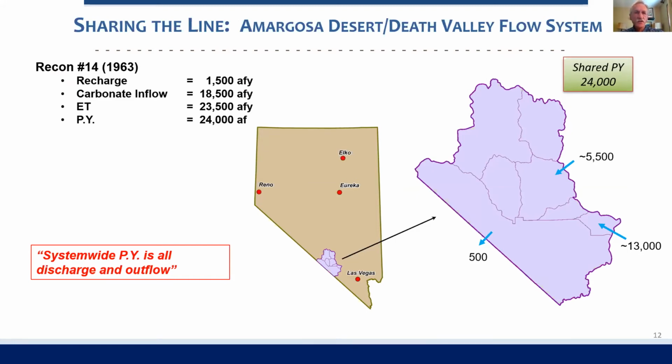So these basins were examined back in 1963 by Walker and Eakin of the USGS, who recognized that a substantial amount of flow into the region likely originates from carbonate terrain outside of the immediate area and predominantly to the east. They recommended a perennial yield of 24,000 acre-feet for the entire area based on the system-wide discharge, most of which occurs as ET and spring flow discharge in the southern part of the area, in this area right here.